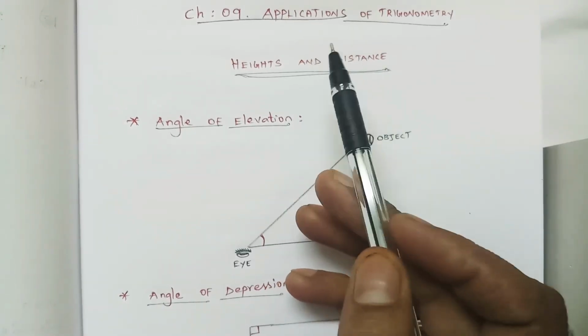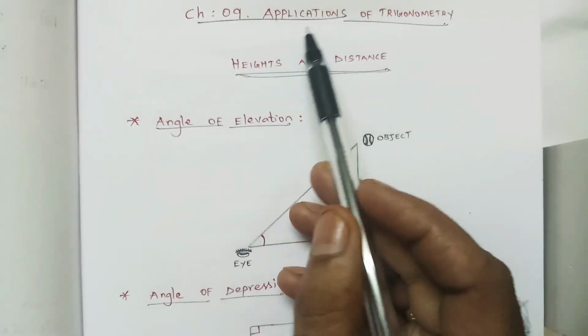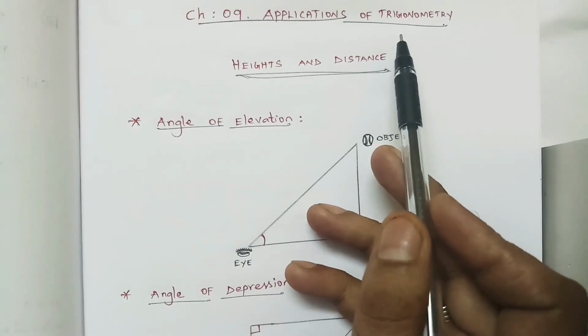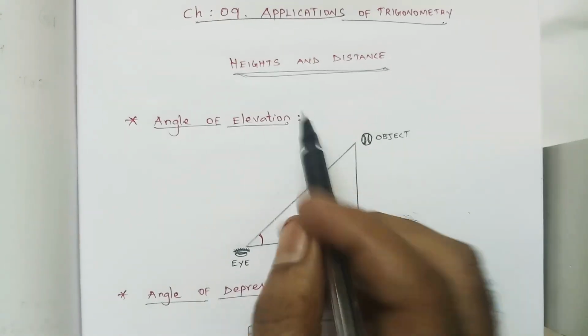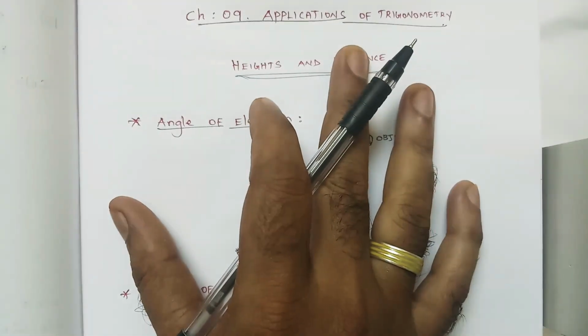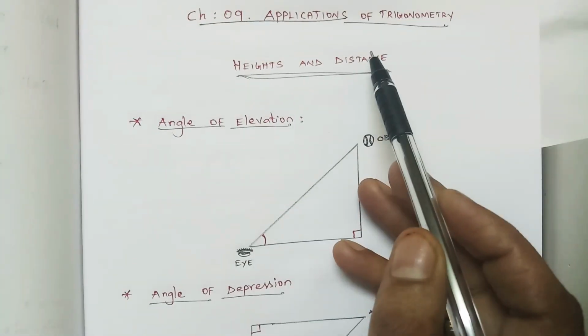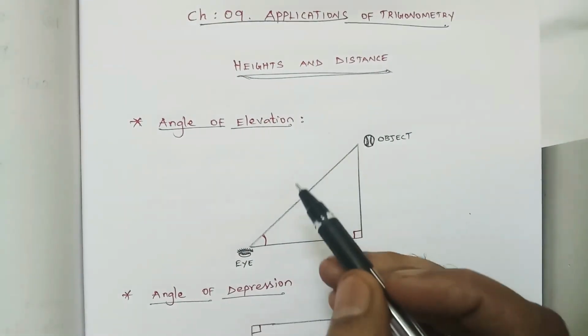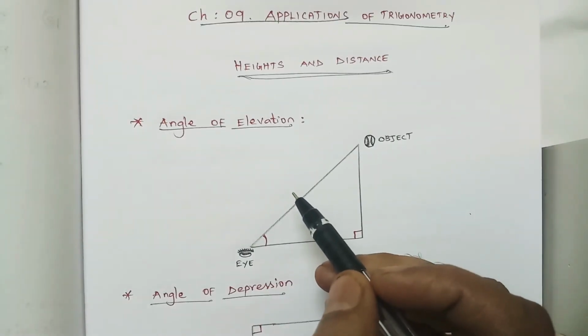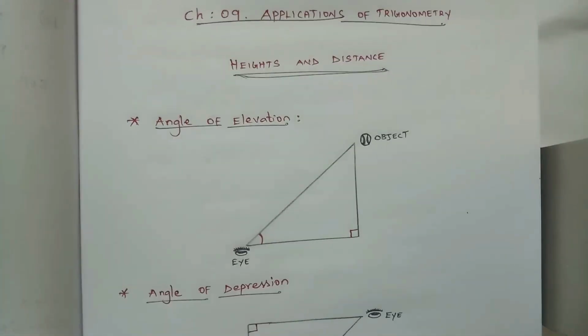Application, real life problems. Now we are going to see real life problems based on trigonometry. Heights and distance: in this chapter we are going to find height and distance. So in this chapter we want to know a few things. What are the things we want to know?